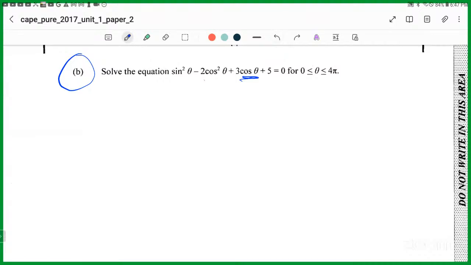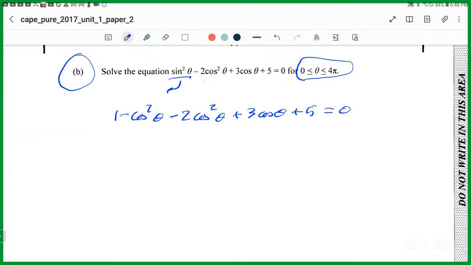Let's write it out. So this sine squared is 1 minus cos squared theta. Then I'm putting back everything here after that. Everything going back. I'm going to get back the minus 2 cos squared theta plus the 3 cos theta plus the 5 equals 0. Now this one is 0 to 4 pi. That means that we have to go around the circle twice. All right? 0 to 4 pi.